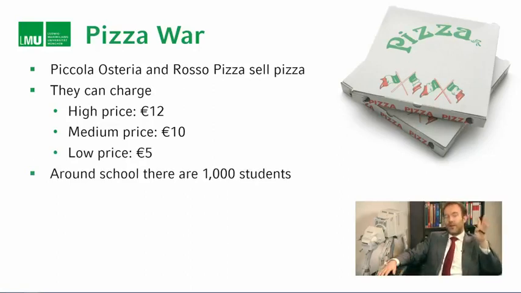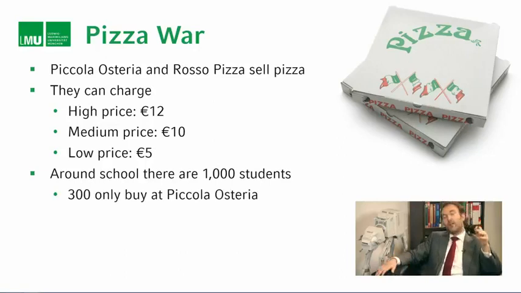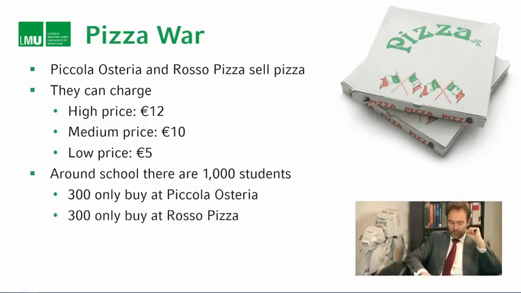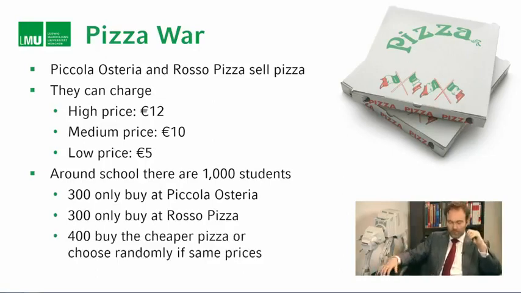Let's assume there are 1,000 students around school interested in pizza, and 300 of those will only ever buy at Piccola Osteria. They swear on Piccola Osteria being the better pizza place. 300 of those will only ever buy at Rosso Pizza because they like that type of pizza more. And 400 of them will just buy whatever's cheaper, or they choose randomly between the two, whichever has free spaces. Okay?